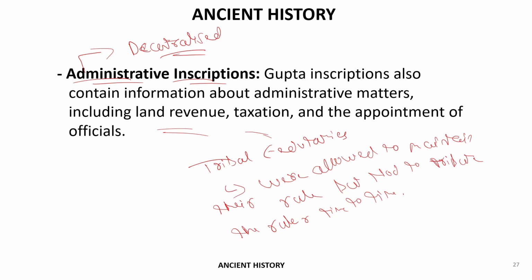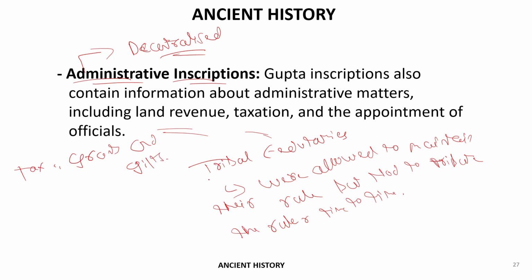Second thing, they had the tribal feudatories. The tribes which were living inside the Gupta Empire territory were allowed to maintain their own rule on their own land. But they had to pay tribute to the ruler, meaning they had to give tax, grants, and gifts to the king to show their loyalty towards the king.